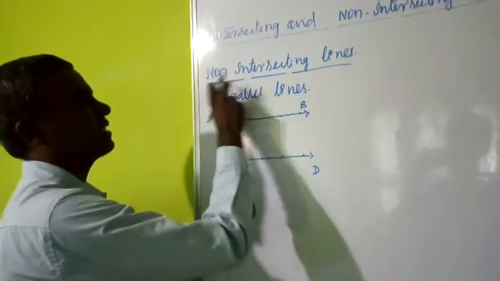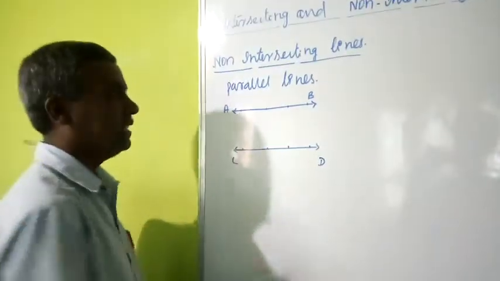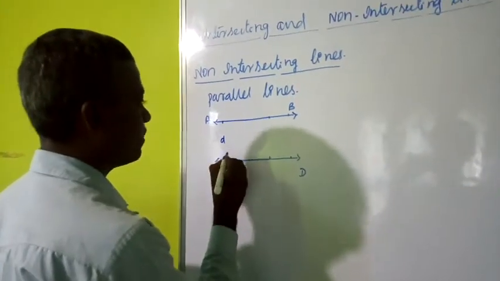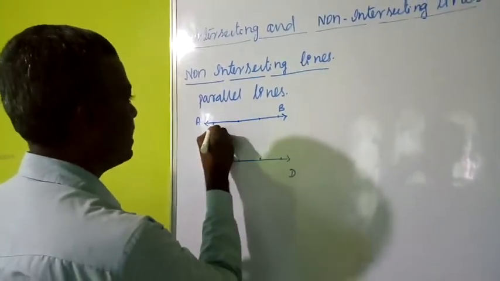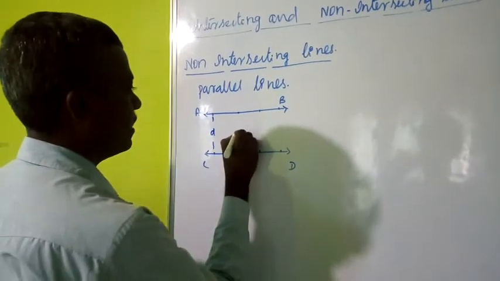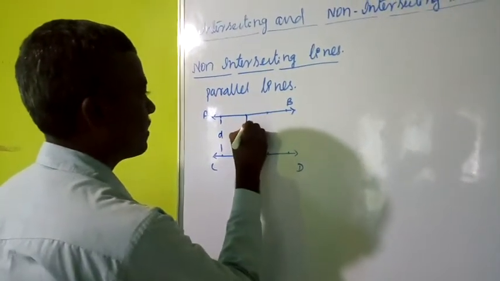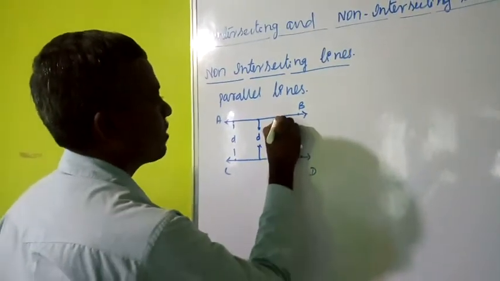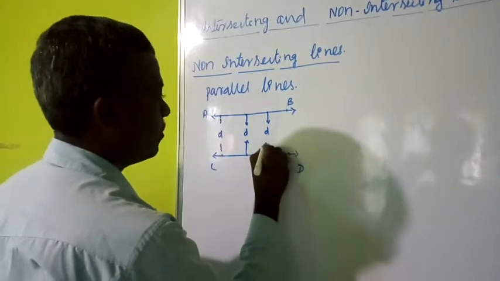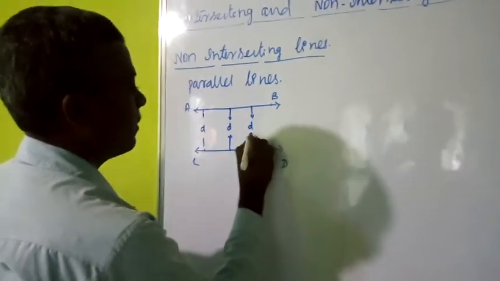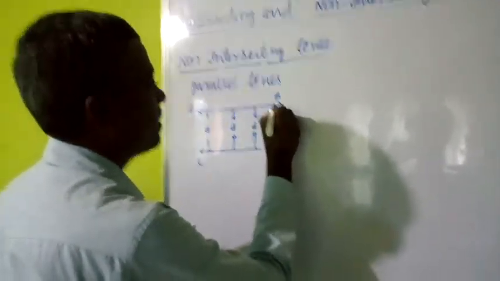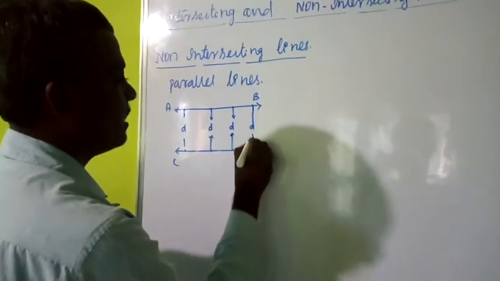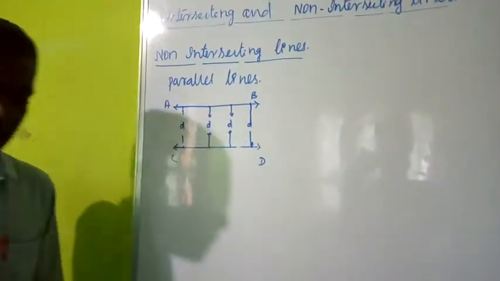Such a type of lines is called parallel lines. See here, this is a distance between the two consecutive points between the two parallel lines. So this is also a distance. So here, see this distance, it is always constant. So between the perpendicular consecutive points, the distance is always maintained equal. Such a type of lines is called parallel lines.